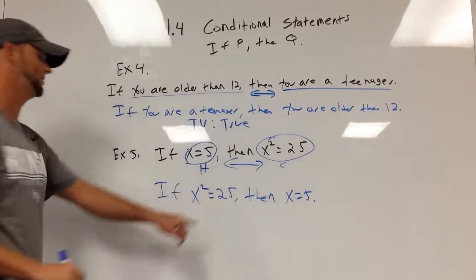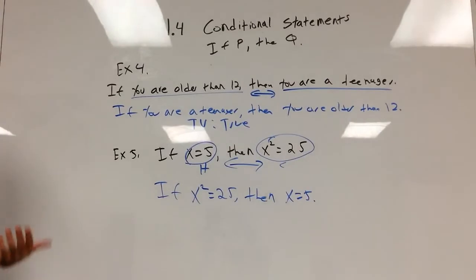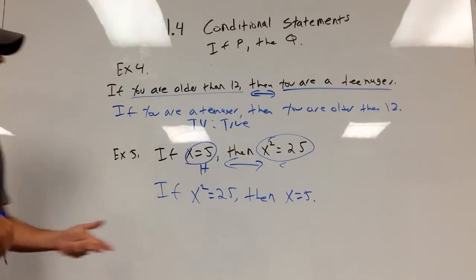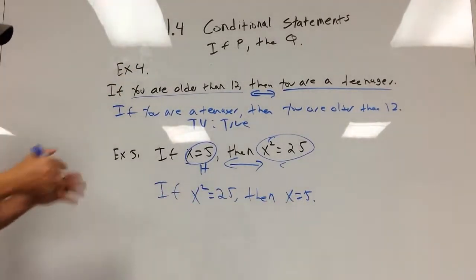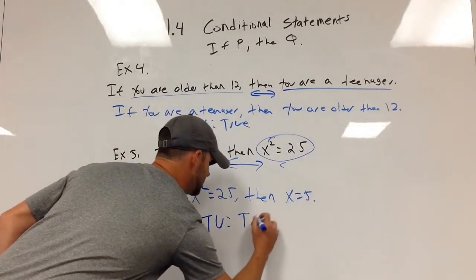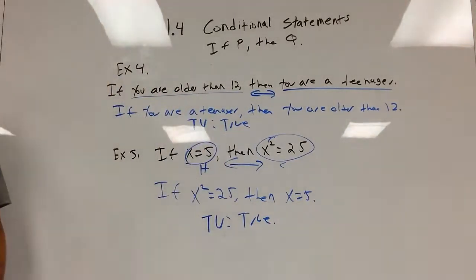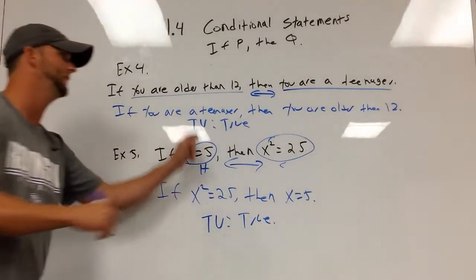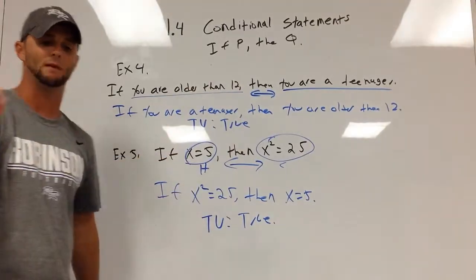Basically, if I took the equation and tried to solve for x, I would work it out and get x equals 5. So when I switch to the converse, the truth value of this is also going to be true. So ladies and gentlemen, that is how you take the hypothesis and conclusion and swap them to make the converse.